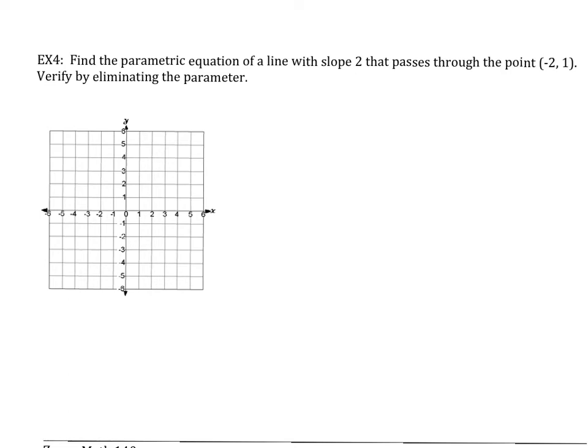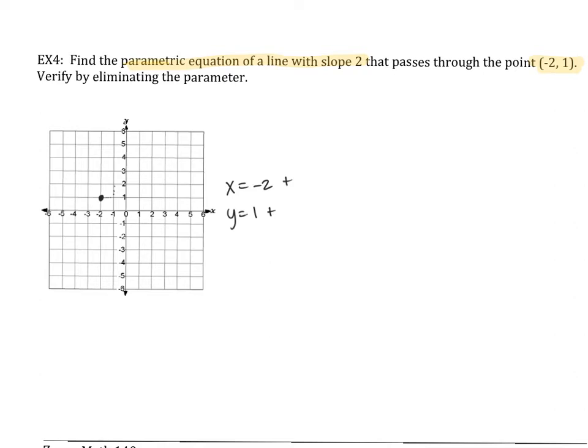All right, so now we need to find a parametric equation of a line with a slope of 2, and it's going to pass through that point -2, 1. Okay, so it goes through -2, 1. Now, as time passes, if that was our first, x was -2 and y was 1, what's going to happen is we're going to be drawing this graph. We're going to go over a little bit, and we're going to go up a little bit. So we're going to add a little bit to both the x and the y as time passes.